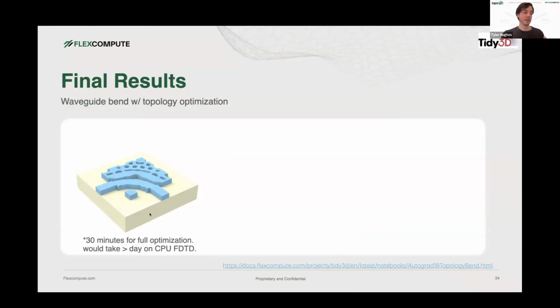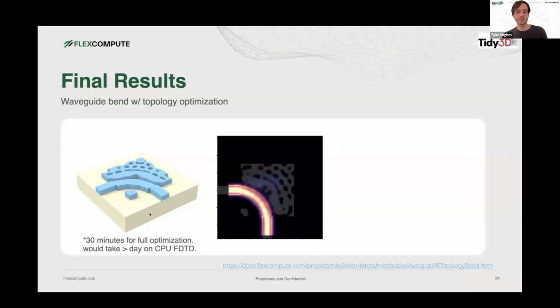Now, we can achieve this device. What's really nice is it took us 30 minutes, or I think 35 minutes, to do this entire optimization. This is a 3D problem. And we did a benchmark. If the same problem were done on a CPU-based FDTD, it would easily take over a day just to get this result. So you can imagine you can do dozens of these optimizations on Tidy3D in the same time that you would take to do this on a conventional FDTD solver. That's quite powerful because it lets you iterate on your design ideas a bit more.